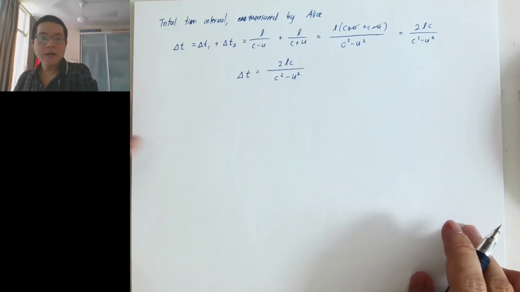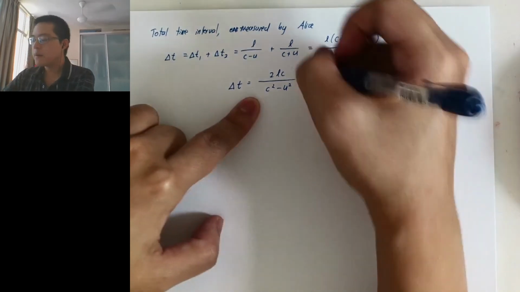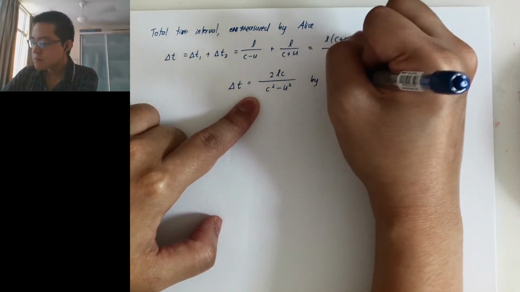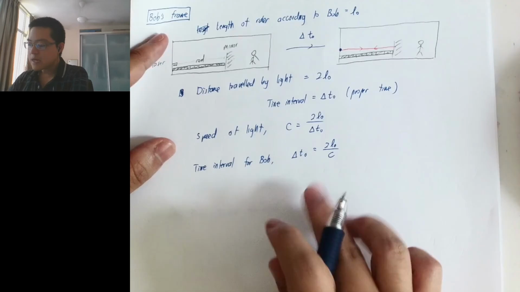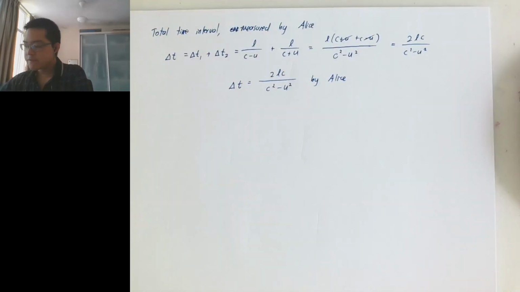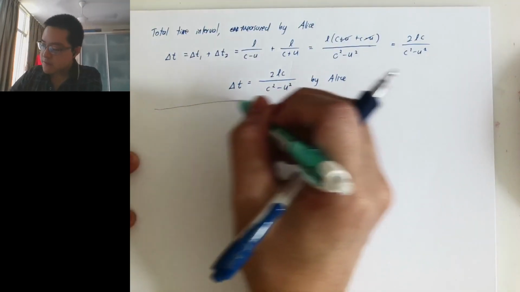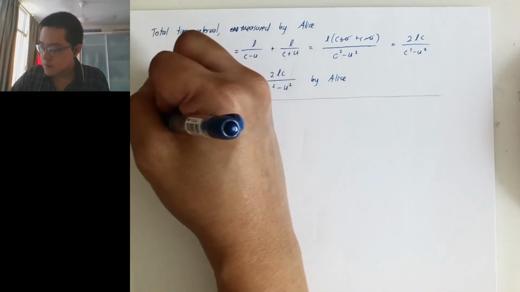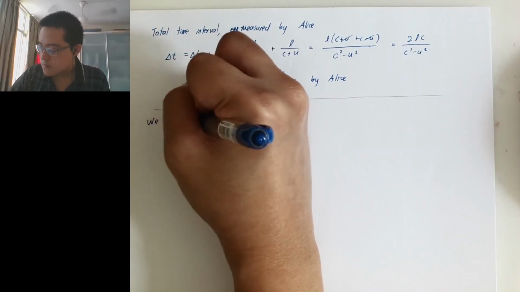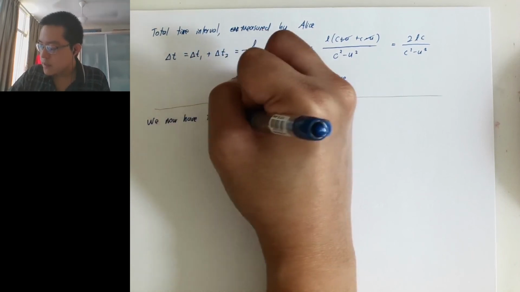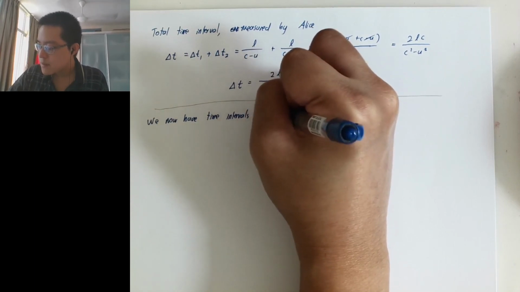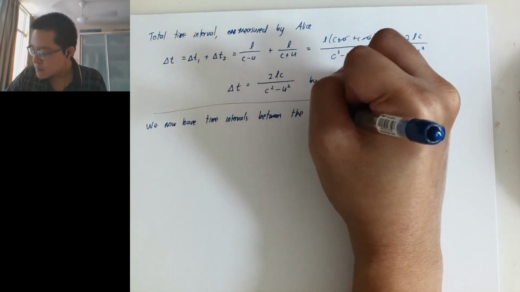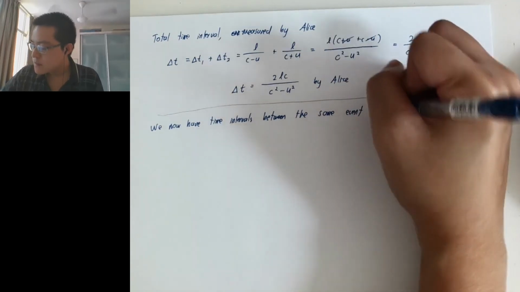Okay, so now I got the time interval measured by Alice, right? And the one measured by Bob, we got earlier. The time interval for Bob was this. Okay, so we now have the time intervals of the same event, measured by Alice and Bob.